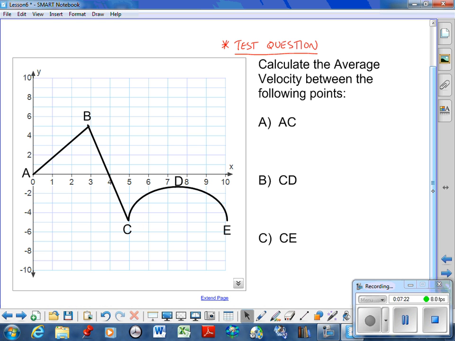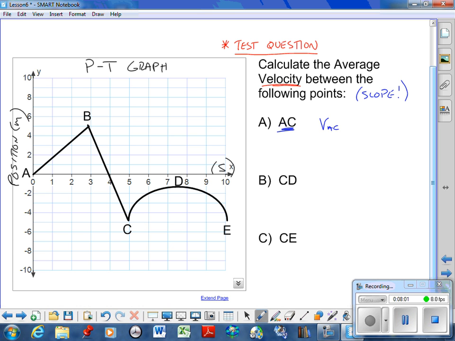I want to calculate the average velocity between the following points. Remember, this is a position time graph, a PT graph, with position in meters and time in seconds. So how do you find velocity from a PT graph? You are finding slope. Slope is so important, and yet in grade 9, you're rolling your eyes thinking you're never going to use this again. So, how do we find the velocity from A to C?